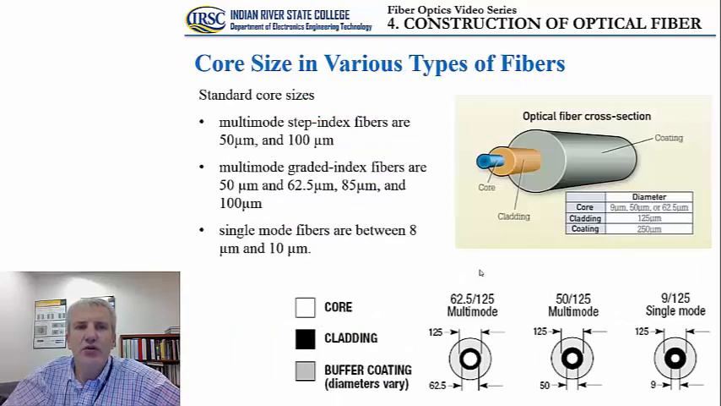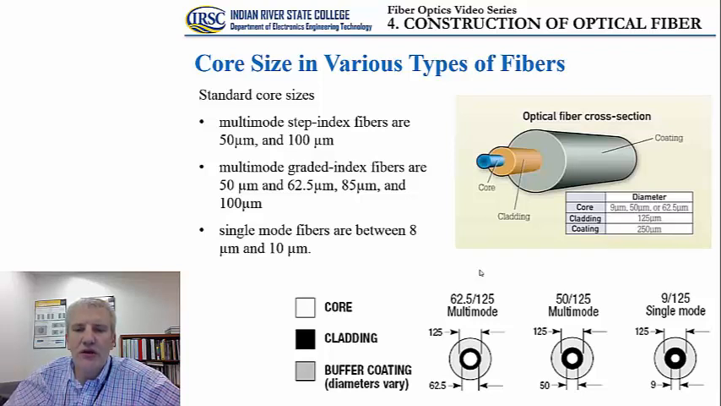We have already discussed the core size in various types of fibers. We said that standard core sizes for multi-mode stepped index fibers would be 50 micrometers or 100 micrometers. Multi-mode graded index fibers would have standard core sizes of 50 micrometers, 62.5 micrometers, and 100 micrometers. Also 85 micrometers as a core size in multi-mode graded index fibers is used. And finally, single mode fibers have a core size of 8 to 10 micrometers. So there's a significant difference in the core size of single mode fibers compared to the multi-mode, either graded index or stepped index fibers.